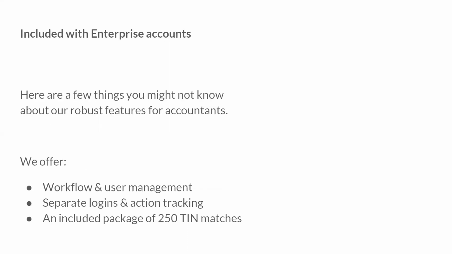Also with the enterprise accounts, not only are the Puerto Rico forms available, but there are some other things that you get. Especially for accounting firms or larger filers, there's workflow and user management. You get separate logins and action tracking, and a package of 250 1099 matches with additional matches above that at half of the price. So better deal for the matches if you're subscribing to Enterprise.